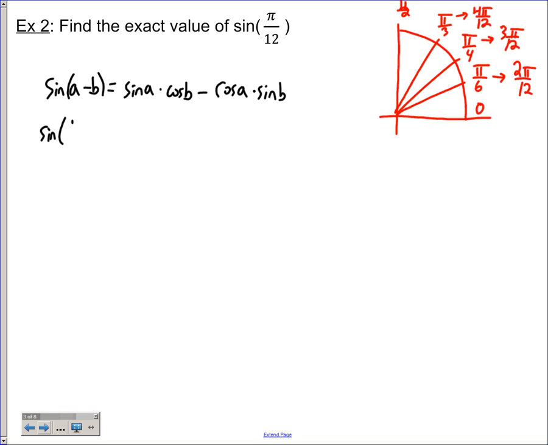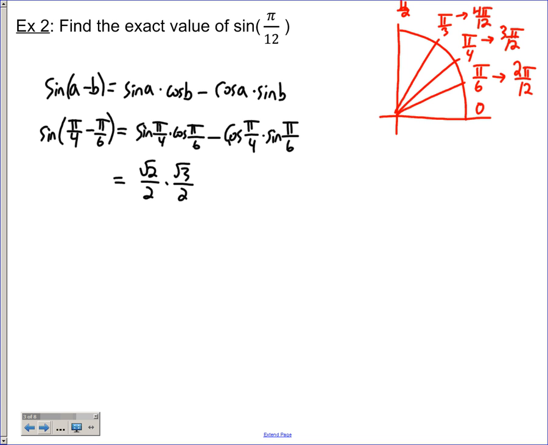So the sine of pi over 4 minus pi over 6 is equal to the sine of pi over 4 times the cosine of pi over 6, and then subtracting off the cosine of pi over 4 times the sine of pi over 6. And we'll find these off the unit circle. We get root 2 over 2 times root 3 over 2 minus root 2 over 2 times 1/2. And similarly as the last problem, we combine these, we get root 6 minus root 2 all over 2.